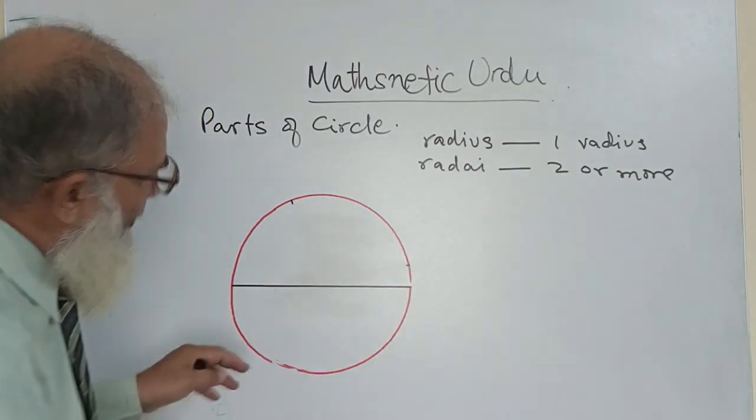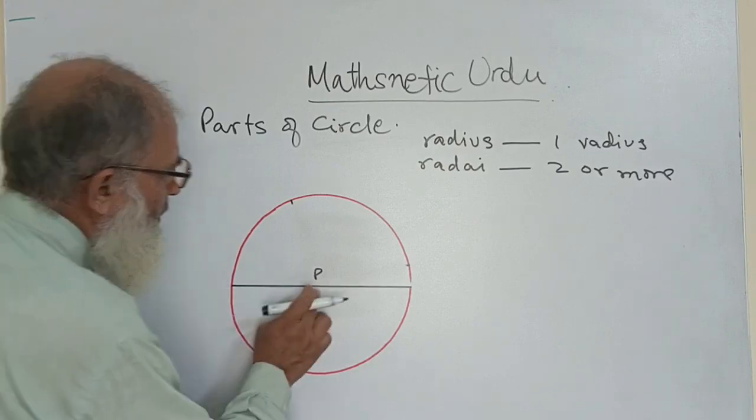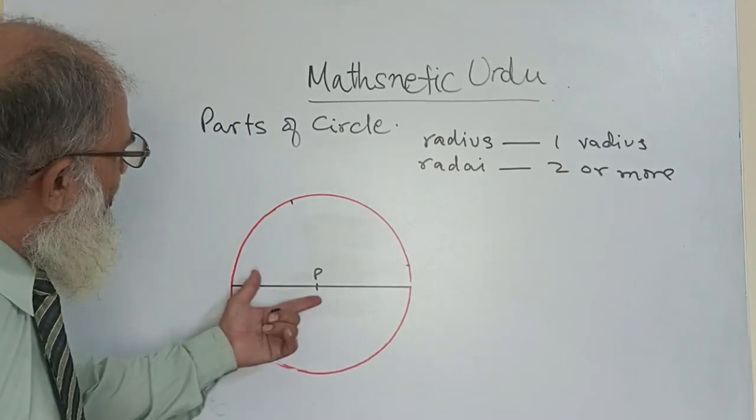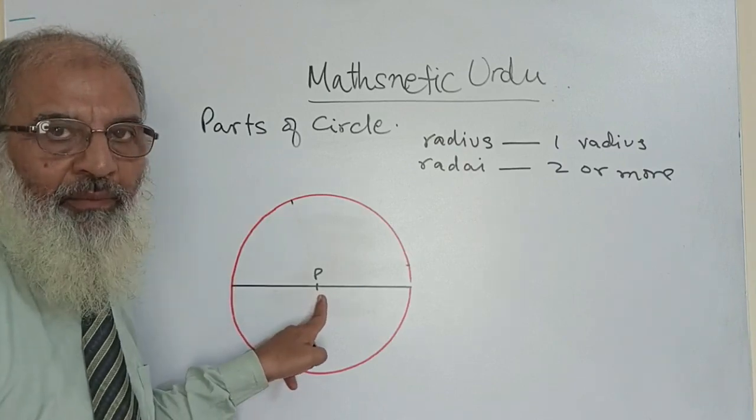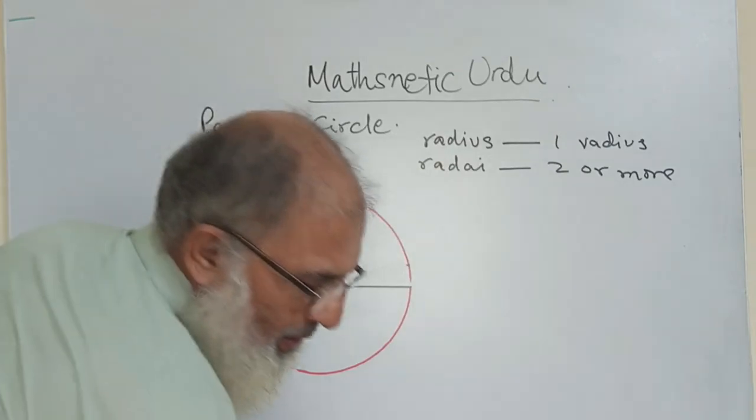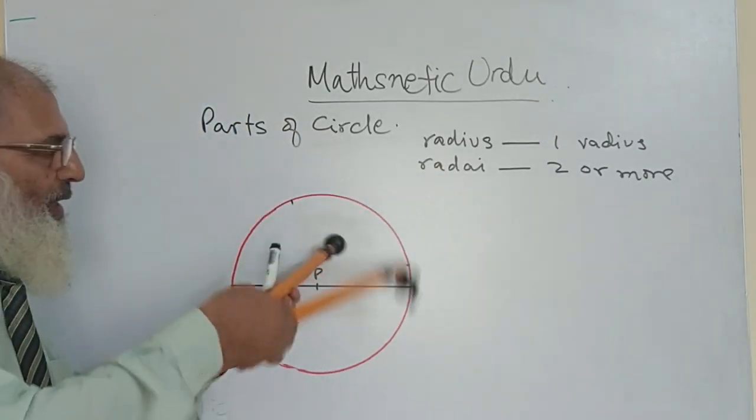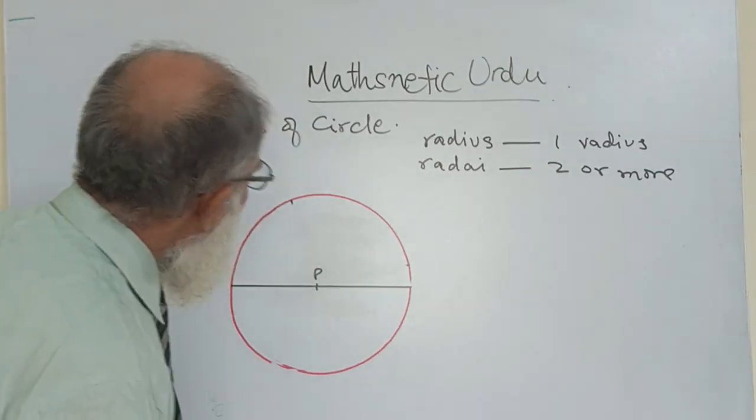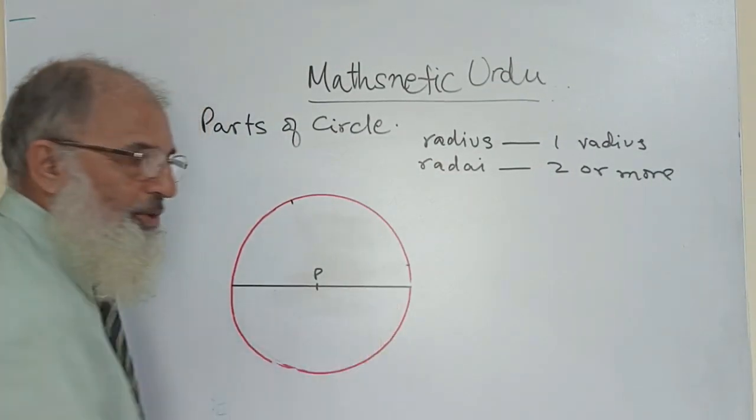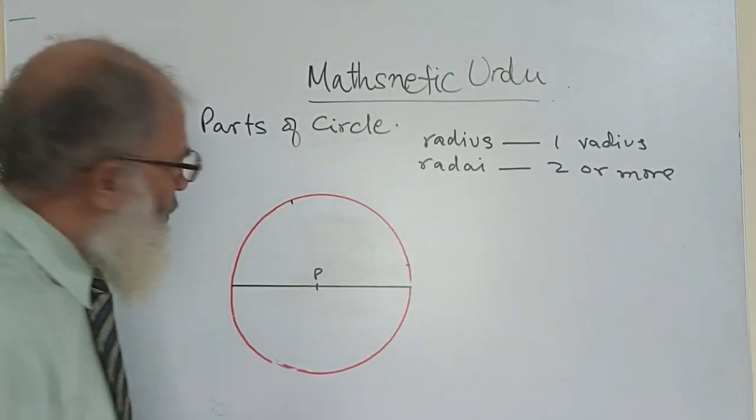So again we have drawn a line which is passing through point P. This is point P. Remember, when I say point P, then it is the center point, where we used to put this leg over here, and then we draw. So this is point P and this line is passing through point P. Of course this is the diameter, which I have told you.